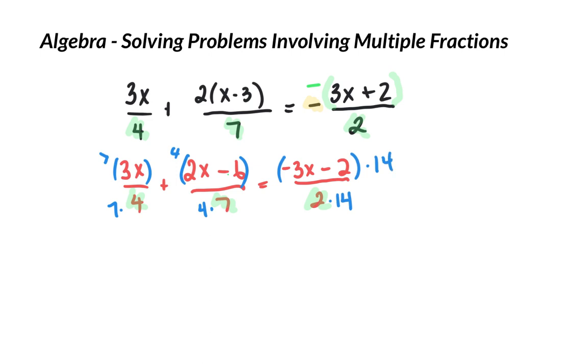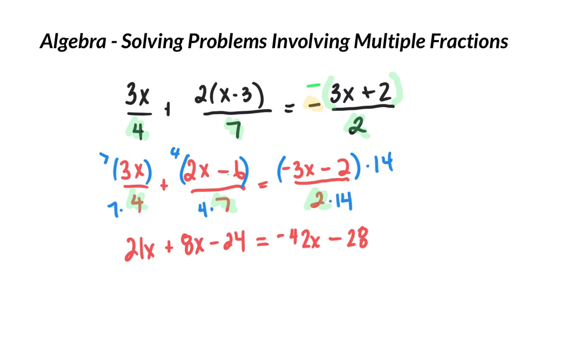So 7 times 3x is 21x. 4 times 2x minus 6 will give us 8x minus 24. Do not forget to apply that multiplication to both pieces. And then here, negative 42x minus 28. All of this is divided by 28, like that. Because every denominator is the same, I can actually just ignore it.